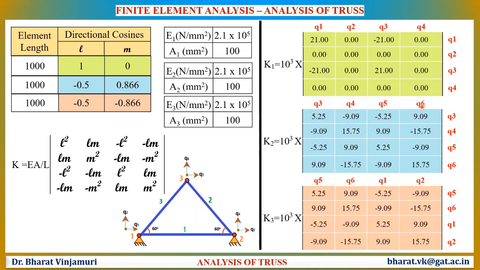Similarly, for element number 3, the stiffness matrix is shown here, which is surrounded by the displacement vectors Q5, Q6 and Q1 and Q2. Note that here it is Q5, Q6, Q1 and Q2. These notations are most important while assembling the stiffness matrices. Let us now understand how we assemble these stiffness matrices to form the overall global stiffness matrix.